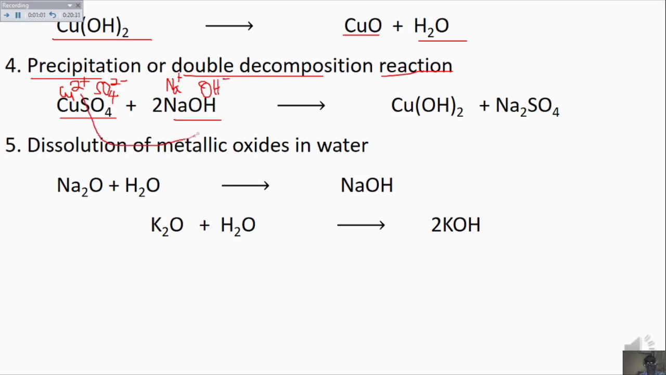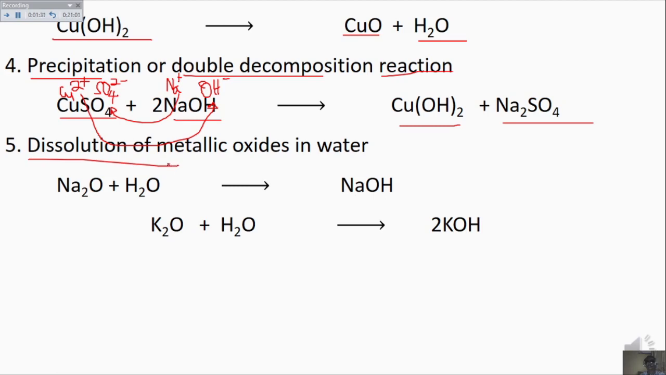What happens? Copper 2 ion goes to hydroxide ion to form copper hydroxide, while sodium goes to what? Sulfate ion to form sodium sulfate. This reaction is what we call double decomposition reaction. Then we can talk about precipitation reaction as well.